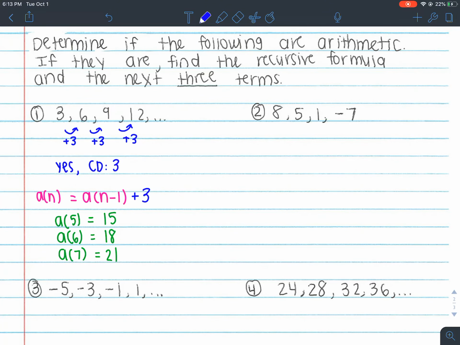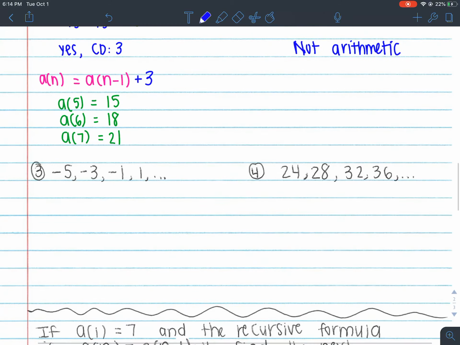8, 5, 1, and negative 7. What do you notice here? Well, if I go from 8 to 5, I'm subtracting 3. But if I go from 5 to 1, I'm subtracting 4. So is that consistent? No. So this is not arithmetic. If it's not arithmetic, then I move on, and I leave it alone.